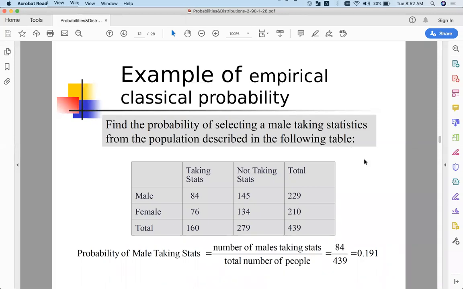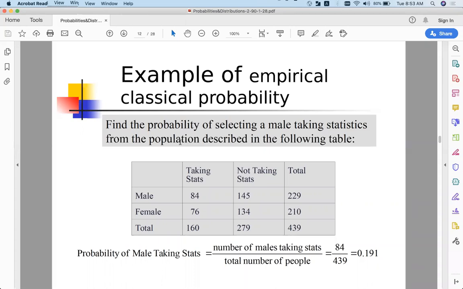I'm going to read the question again. Find the probability of selecting a male taking statistics from the population described in the following table. Now, what is this table? This table describes a class of people taking statistics or not taking statistics, and their gender, female and male. Now, what is the question? What is the sample space here? From the population, the total population. The total number is 439. Don't make a mistake here. Denominator mistake, whole problem gone.